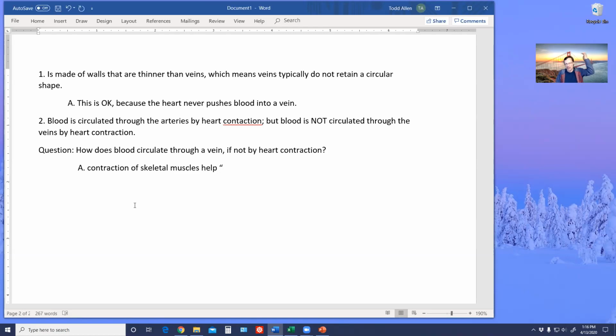So I'm going to say contraction of skeletal muscles helps milk blood through the veins. That's a major driver of blood circulation in the veins. And that's happening even when you're unconscious. Even when you're asleep, your skeletal muscle tissue is still gently contracting. Your nervous system gently contracts it in ways that you're not aware of. You're not conscious, right? You're asleep, but your skeletal muscle is still causing your muscle tissue to very gently contract to gently milk the blood through the veins.